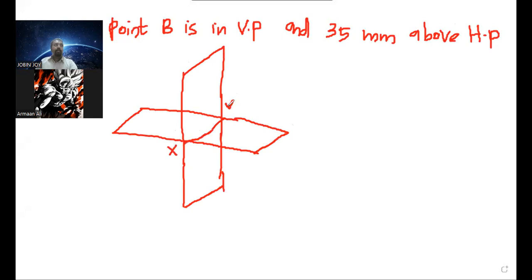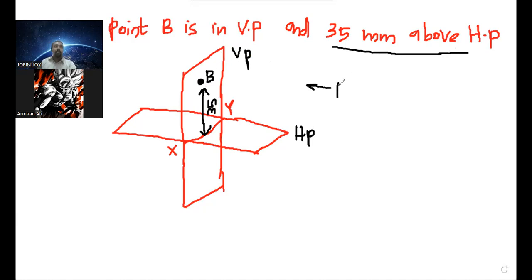So this is the reference line, XY line, that is the intersection of the horizontal plane and the vertical plane. So this is the horizontal plane and this one is the vertical plane. So where is point B? It's in the VP and it is 35 above HP. Okay, so point B is here, in the vertical plane, and this distance is 35 millimeter above HP.